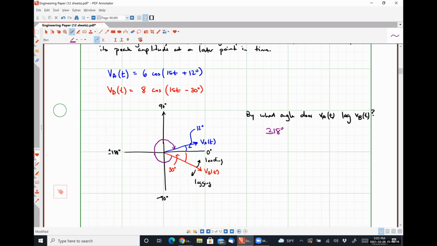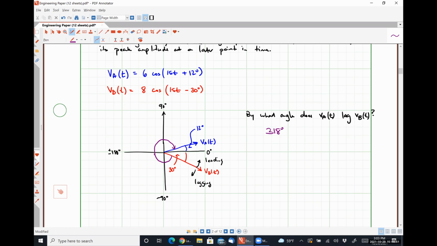Benjamin: I don't know if you explained it, but is it always going to be that counterclockwise is leading and clockwise is lagging? Yes, always. Because counterclockwise is leading, because we're looking for angles that are more positive, which means that waveform is hitting its peak value earlier in time, which is the definition of leading. So counterclockwise is always leading, clockwise is always lagging.